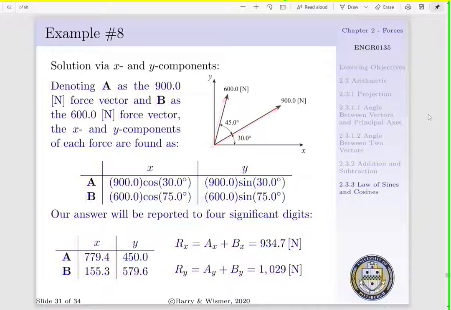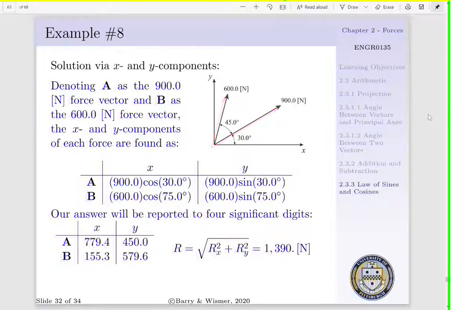Therefore, the x component of our resultant is Ax plus Bx, which is 934.7 newtons, and Ry, which is Ay plus By, is equal to 1029 newtons. We can calculate our resultant as the square root of Rx squared plus Ry squared, which is 1390 newtons.